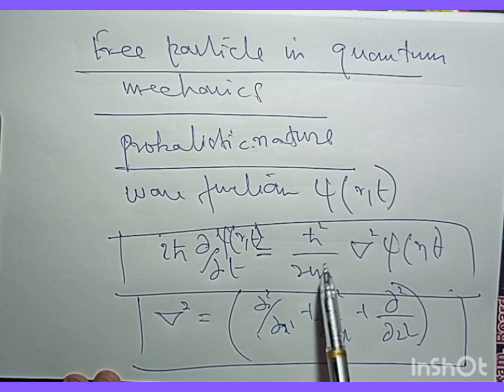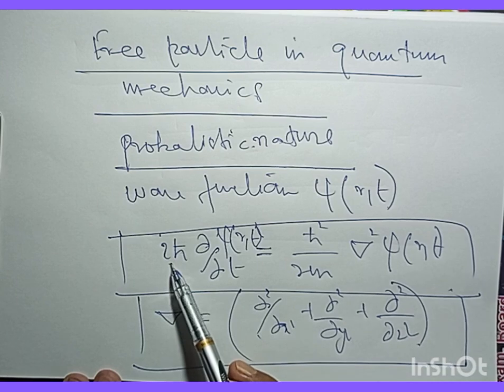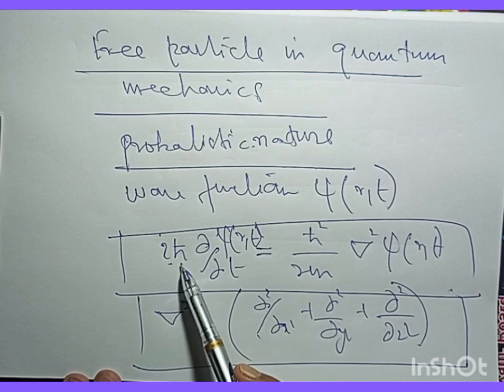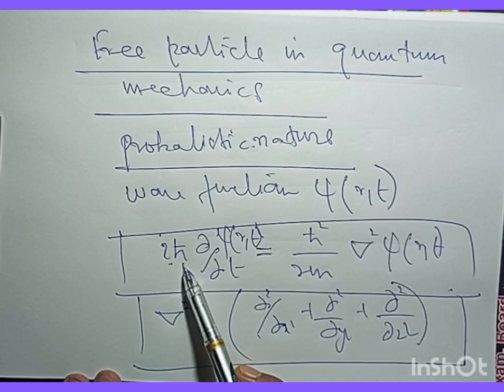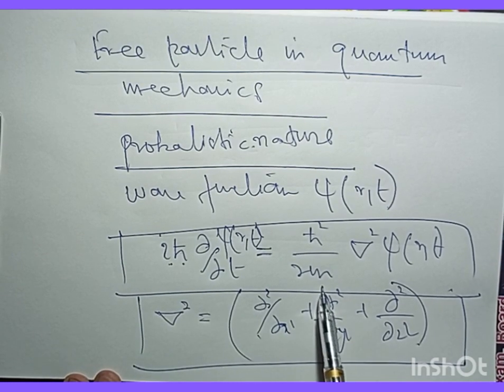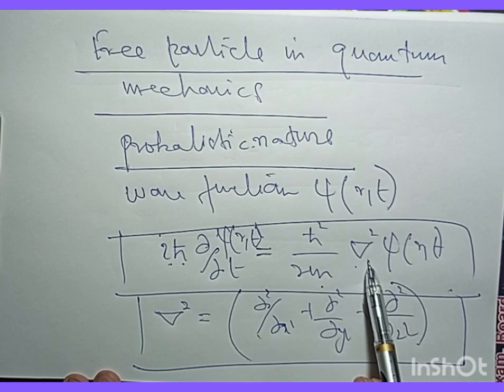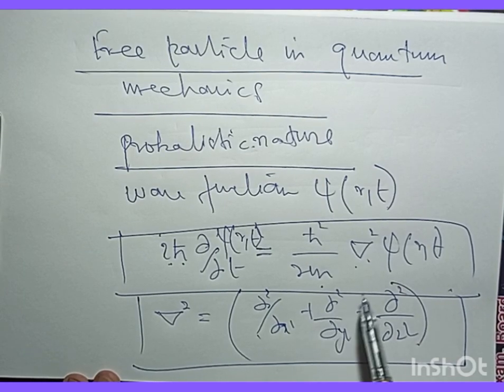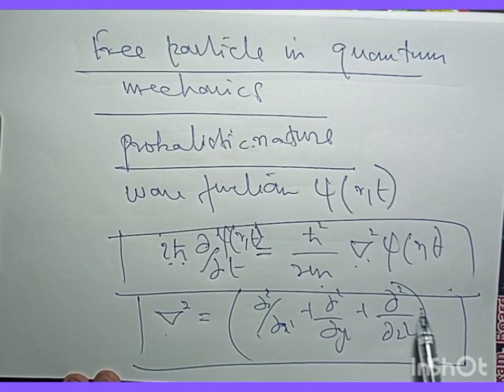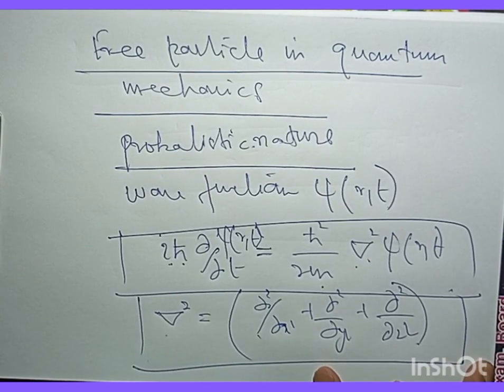So what we have here, we have i. This i is an imaginary unit. This h bar is the reduced Planck's constant, and we have talked about it a couple of times before. And this m is the mass of the particle, and this del square is the Laplacian operator, which we have written down in Cartesian coordinates.